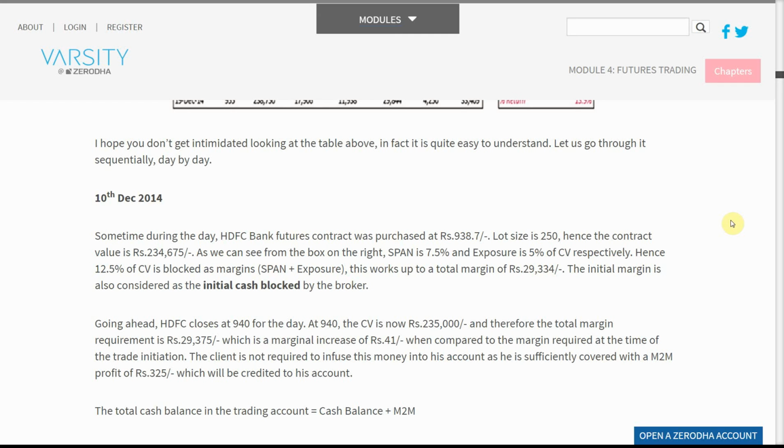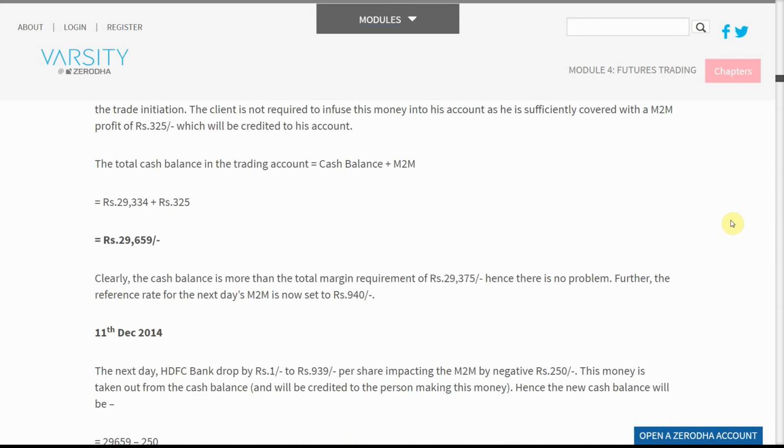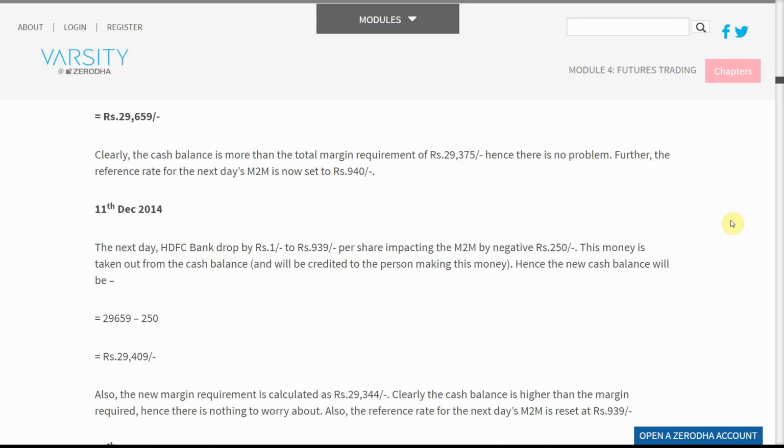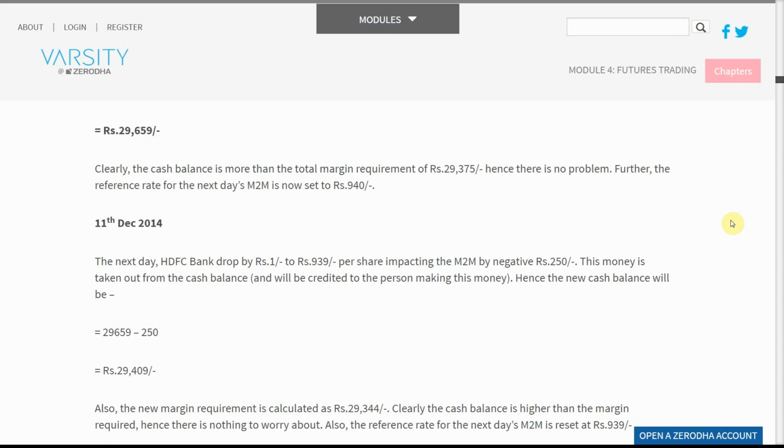The client is not required to infuse this money into his account as he is sufficiently covered with an M2M profit of 325 rupees per, which will be credited to his account. The total cash balance in the trading account equals cash balance plus M2M equals 29,334 rupees plus 325 rupees equals 29,659 rupees per. Clearly, the cash balance is more than the total margin requirement of 29,375 rupees per, hence there is no problem. Further, the reference rate for the next day's M2M is now set to 940 rupees per.